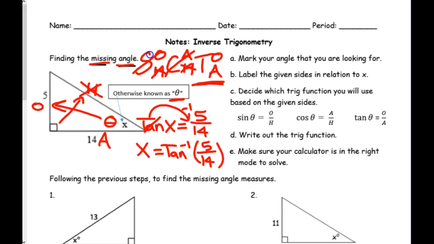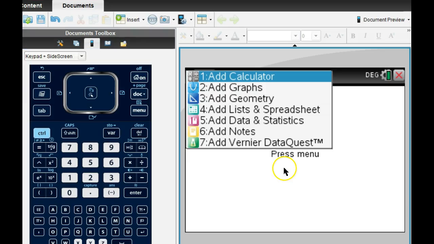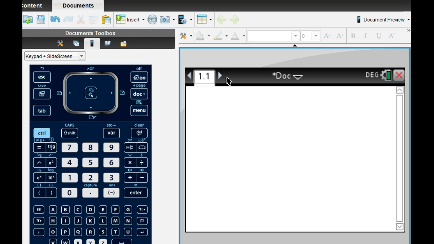Bless you. So again, here's the rule. Let's do it one more time. When you move trig to the other side, what do you add onto it? A little -1, which means inverse. Tan inverse 5/14. So everybody, in your calculators, you need to know where that is, right? So let's go to a new document. No saving, add a calculator.